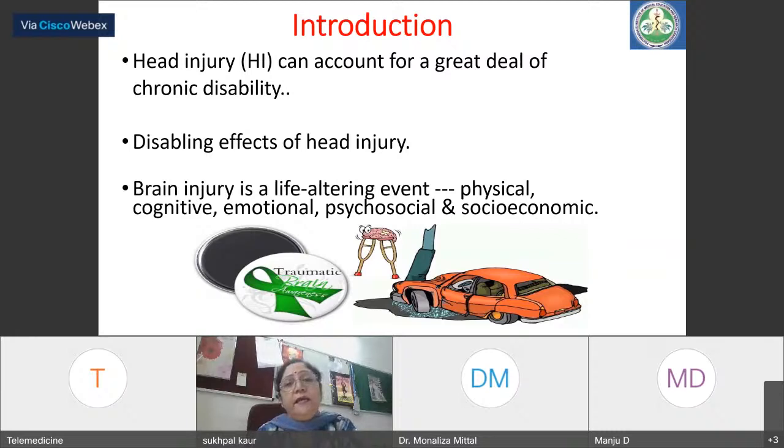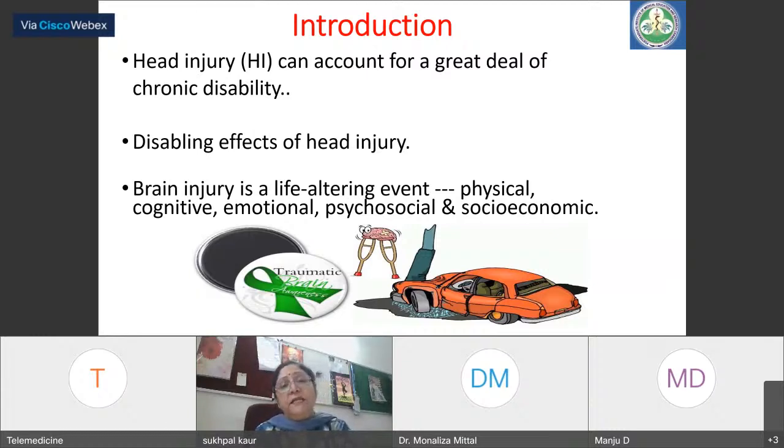We know that head injury can account for a great deal of chronic disability, and it is going to have a lot of disabling effects after the head injury. And I always say, whenever I see any person without a helmet, head injury ek baar hi hona hai. If it is minor, it's okay, but if it is a moderate or severe head injury, it can have a lifelong impact on the individual.